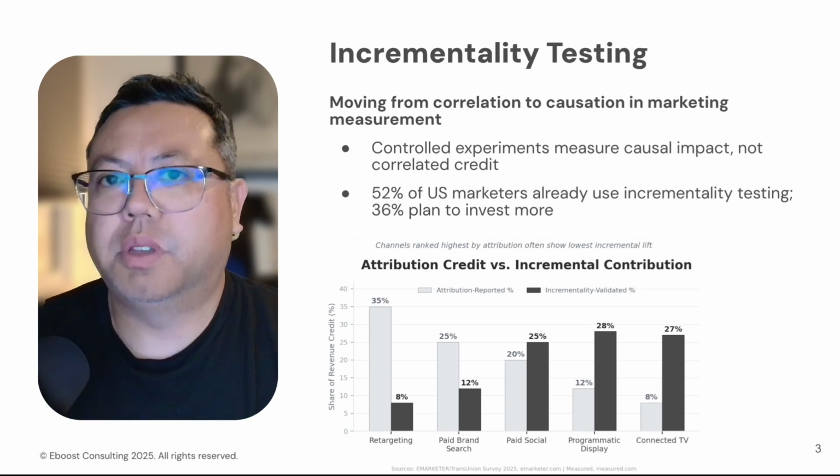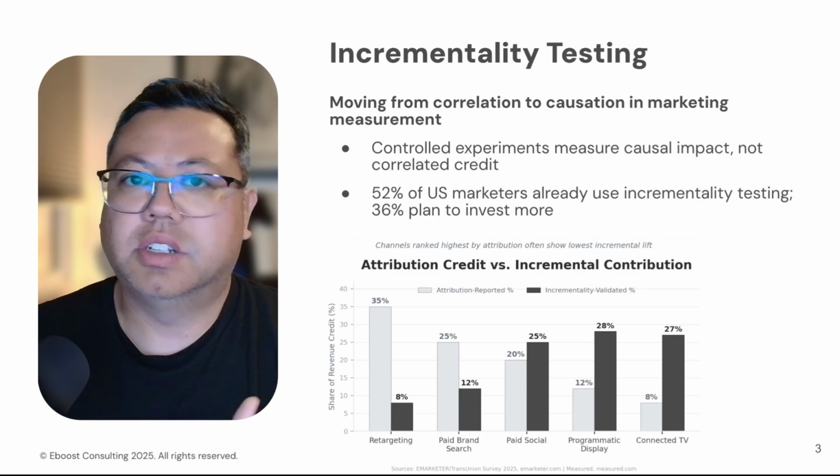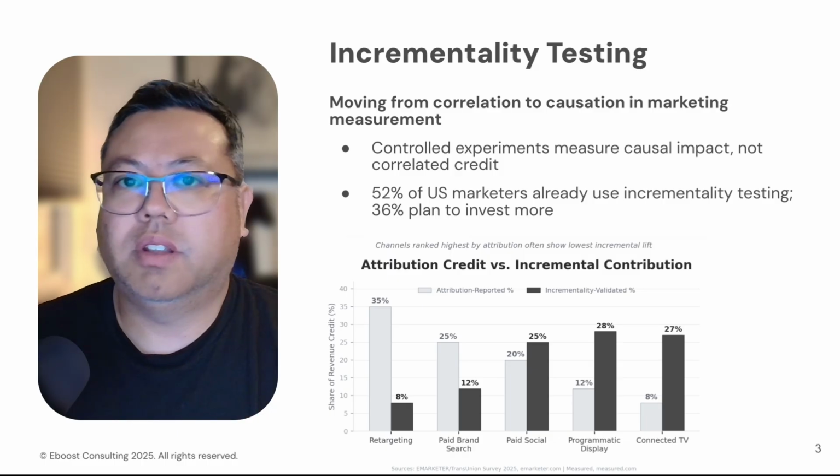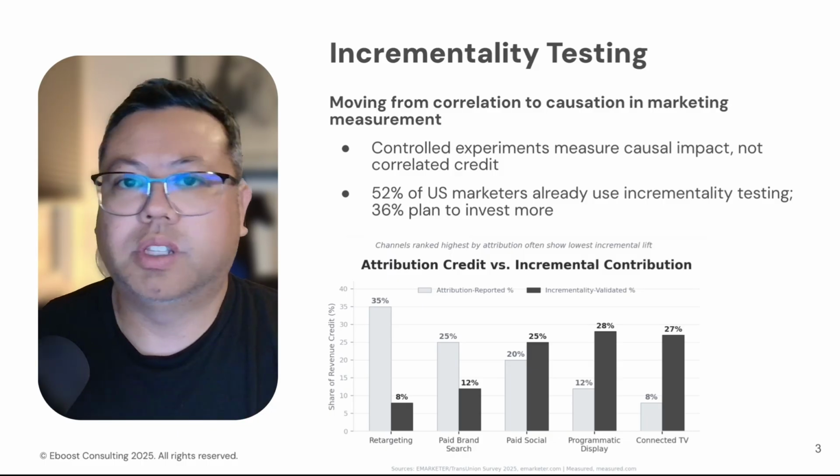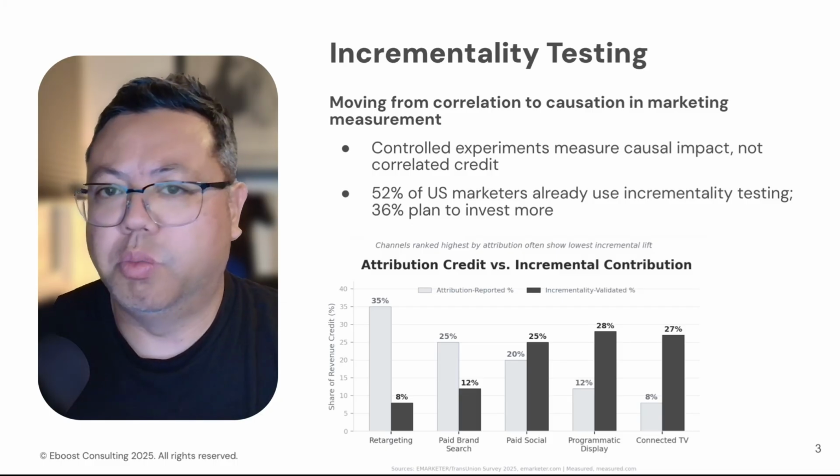This is powerful because it moves you from correlation to causation. Attribution models, even multi-touch ones, are still correlative. They observe touch points and assign credit based on position. Incrementality tests ask a fundamentally different question: what happens when we remove this variable?